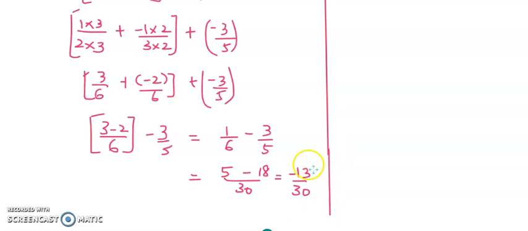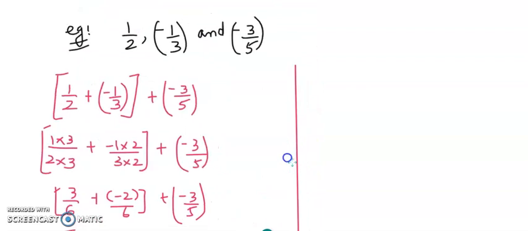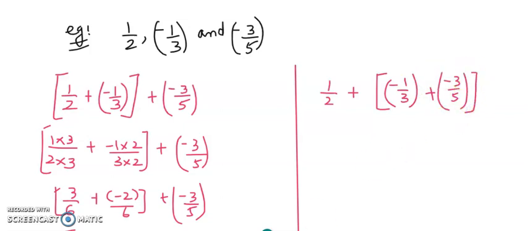Now let's look into the next part of it. What is the grouping that I'm going to do here? I'm going to keep the first number as such. I'm not going to touch it. I'm going to talk about the addition of the second and the third rational number. Okay, let's look into it.